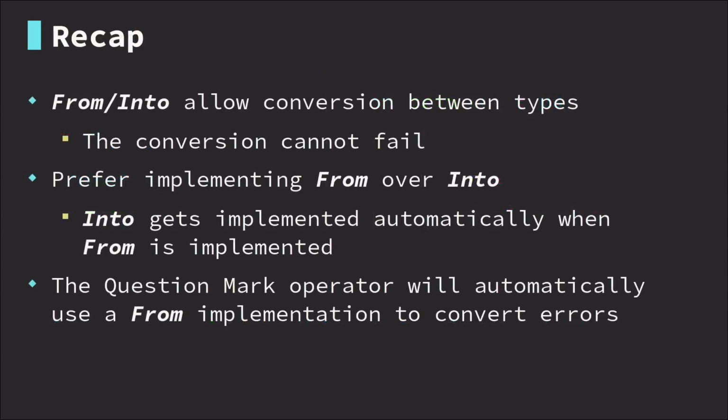To recap, the From and Into traits allow conversion between different types, and it's important to note that the conversion cannot fail. You'll prefer implementing From over Into, and that's because Into will automatically get implemented when you implement From. The question mark operator will automatically use a From implementation to convert errors if it is available.